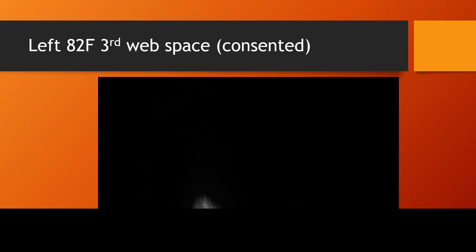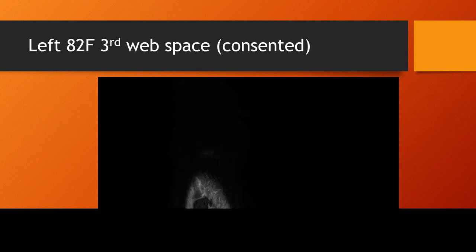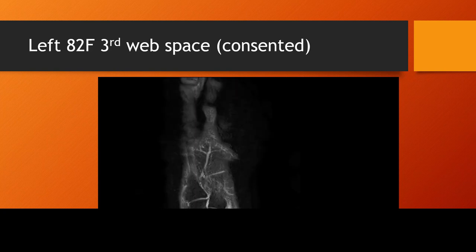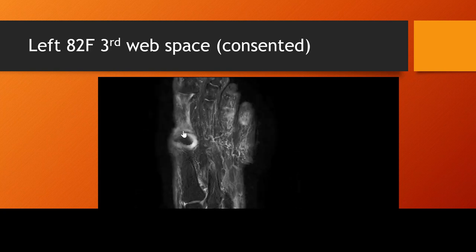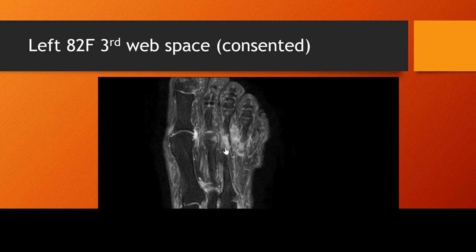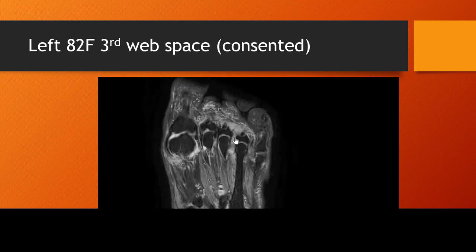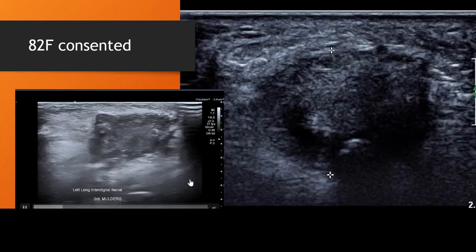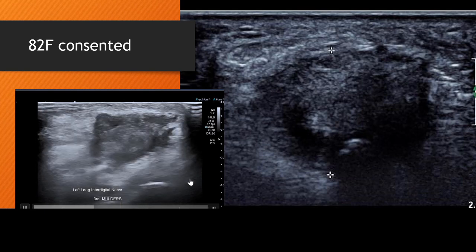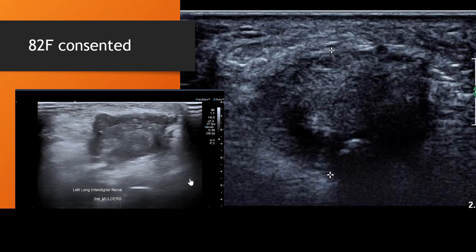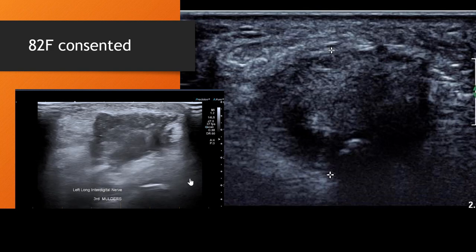This is an 82-year-old female with pain at the third web space. This is her MRI. So it's as if you're looking down on the foot, so second, third, and you can see here high signal in the third web space. And this is the left ultrasound, so corresponding to that first MRI you could see in the third web space.